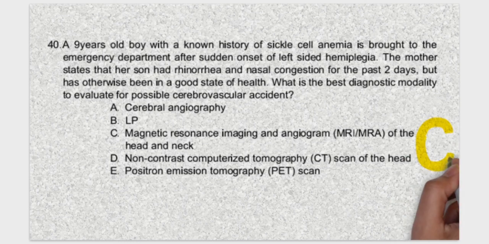The answer is C. Magnetic resonance imaging and angiogram of the head and neck, and this will help to identify if the boy may have a possibility of getting a stroke, and it is usually done several times for sickle cell patients.